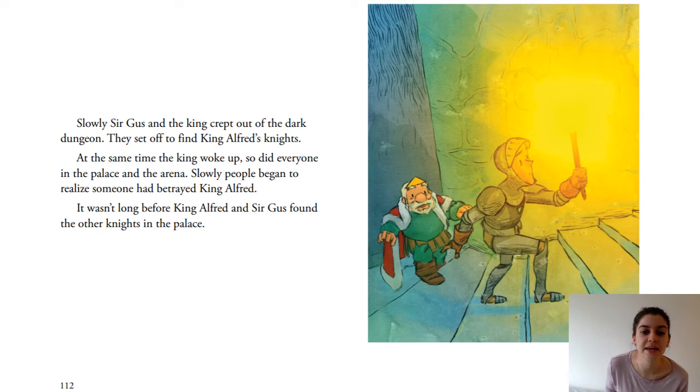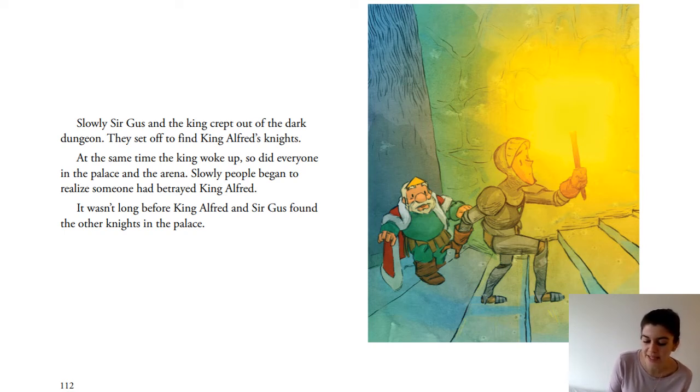Slowly, Sir Gus and the king crept out of the dark dungeon. They set off to find King Alfred's knights. At the same time, the king woke up. So did everyone in the palace and the arena. Slowly, people began to realize someone had betrayed King Alfred. It wasn't long before King Alfred and Sir Gus found the other knights in the palace.